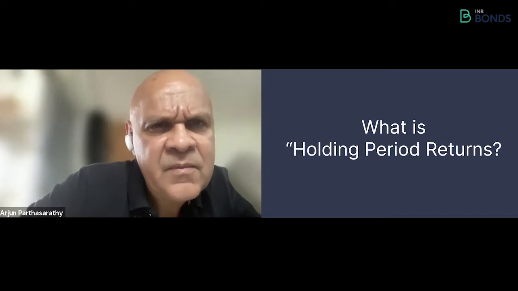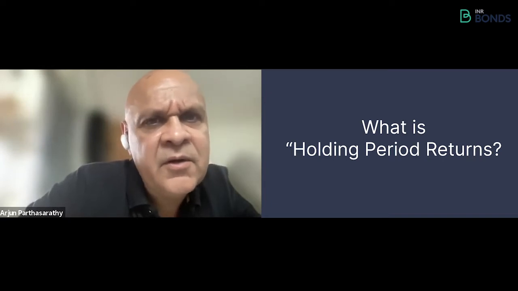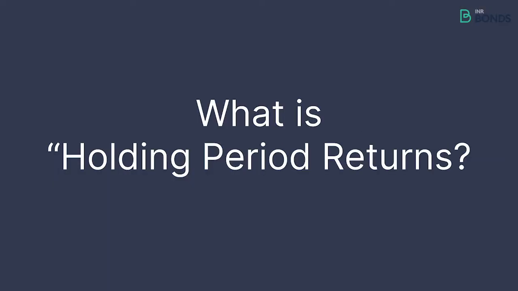In a bond, it's much more simple. All you need to do is see what is the price at which you purchased the bond and what is the interest received. If you take the interest and adjust it for the price change, then you get the holding period return.